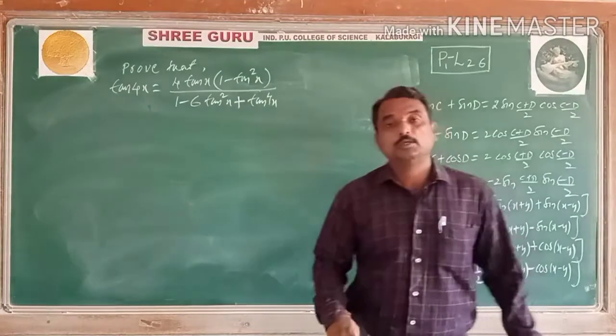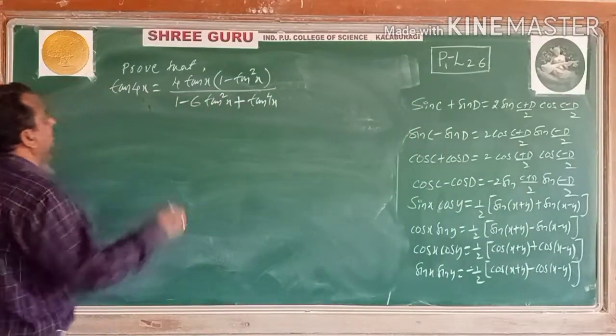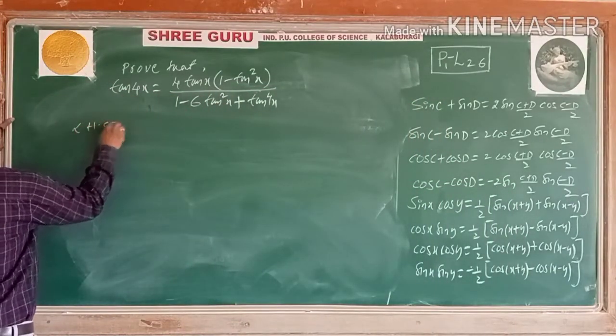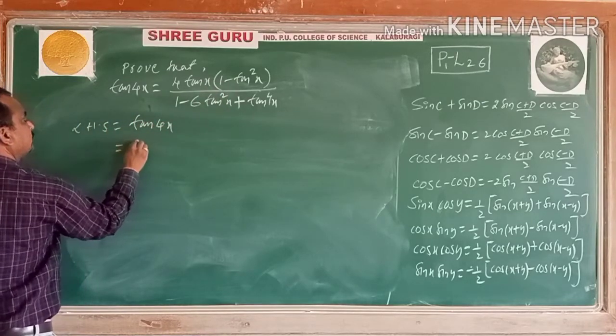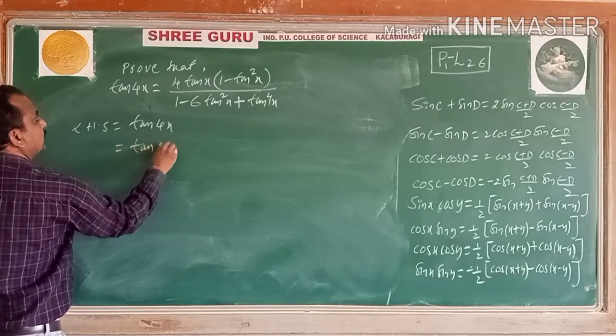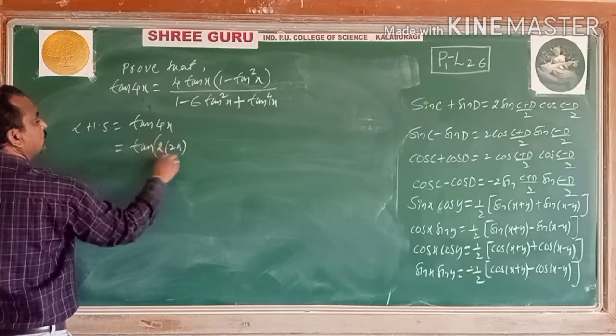Let us see one more. That alternative method you may get easily. LHS is equal to tan 4x, and you have to convert it in terms of x. Shall I write this tan 4x like that? Is it possible to write it here, students?